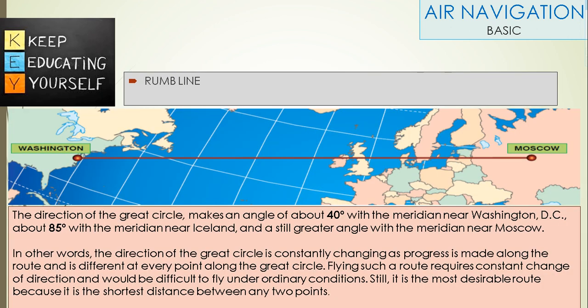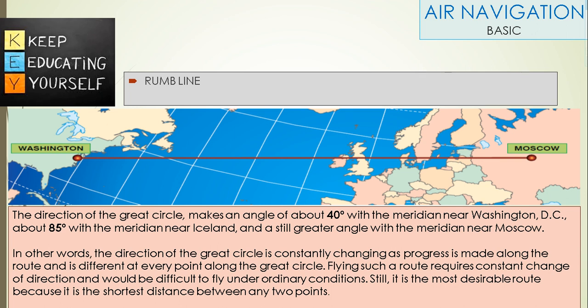Rhumb line. So this is a picture. It's showing a straight line between Washington and Moscow, and a great circle is drawn. The great circle makes an angle of 40 degrees with the meridian near Washington DC, about 85 degrees with the meridian near Iceland in the middle, and a still greater angle with the meridian near Moscow.